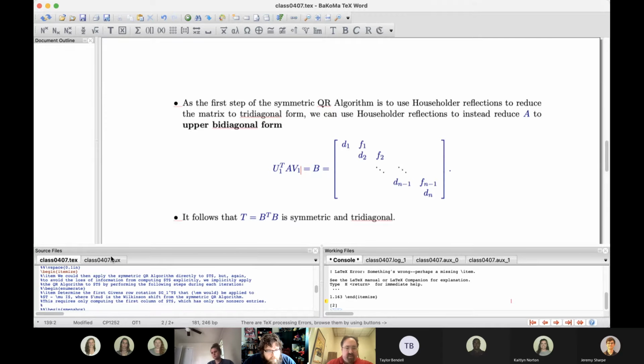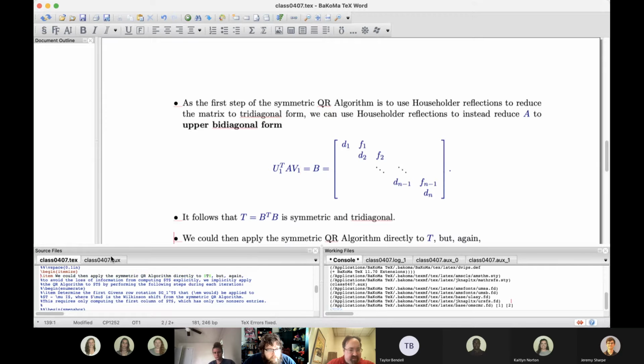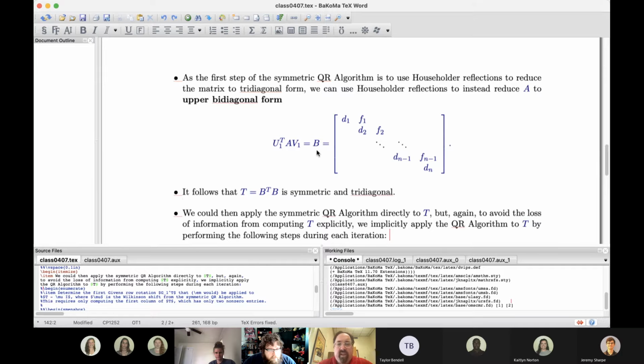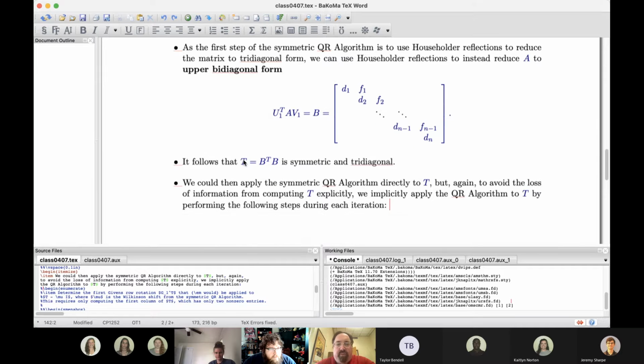Okay. All right. Now what? So what we could do is go ahead and form T and apply the symmetric QR algorithm to it. But again, we get loss of information from actually computing these entries. So instead, we want to implicitly apply the symmetric QR algorithm to T by working only on B itself.